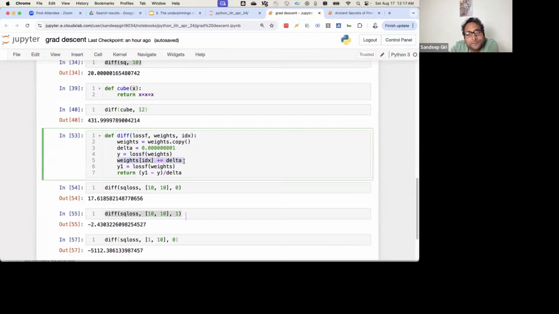Got it? So we increase the slope or intercept depending upon what our index value is. If index is 0, we are tweaking M. If index is 1, we are tweaking C. We could have written two different functions as well, for M and C. Yes, but I'm super lazy.